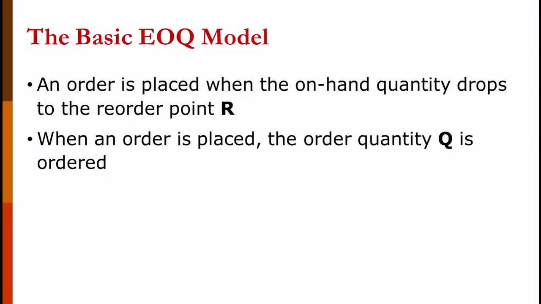The basic EOQ model has two parameters, R and Q, and we calculate both of them. R is the trigger point. That's the 50 in the example I gave you earlier. That's the point at which you place an order. So R is short for reorder point. Some textbooks will use ROP instead of R. Q is the quantity that you order. So when the on-hand drops to 50, say you order 400. Some textbooks use different symbols for Q. We'll talk about that in a moment.